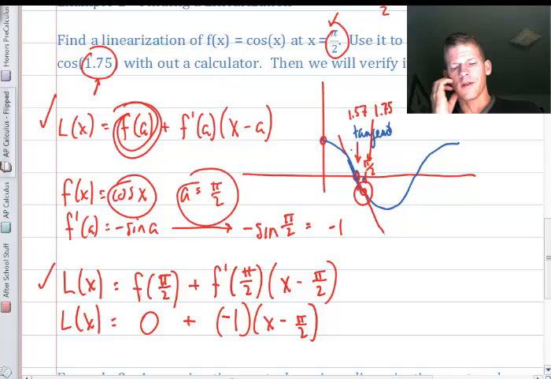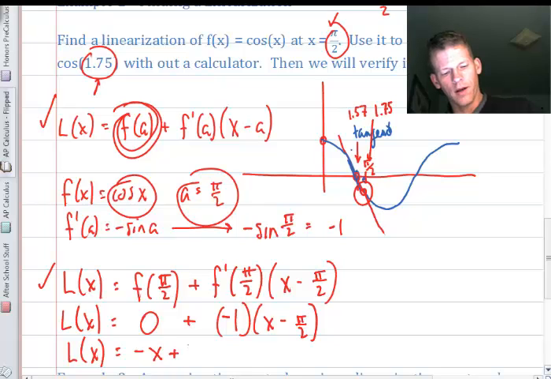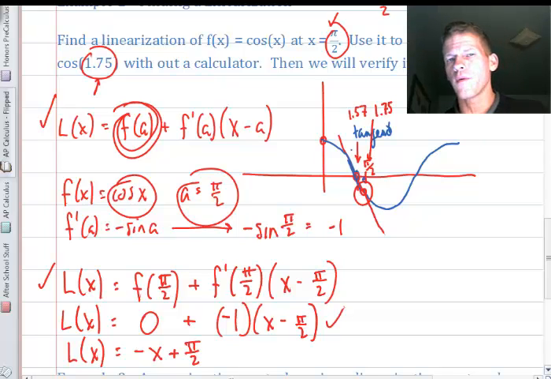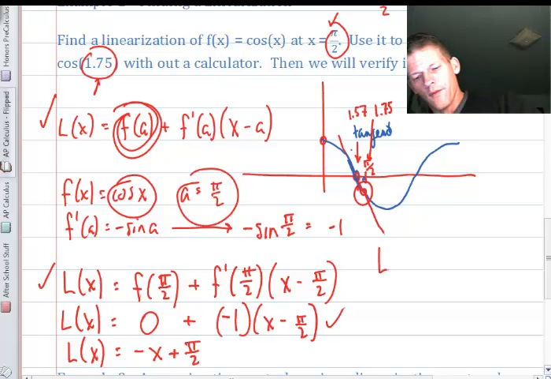Okay, let's see how this is going to work out. So my linearization function is equal to negative x plus pi over 2. I just simplified this line here. So now let's figure out what the linearization says for 1.75.